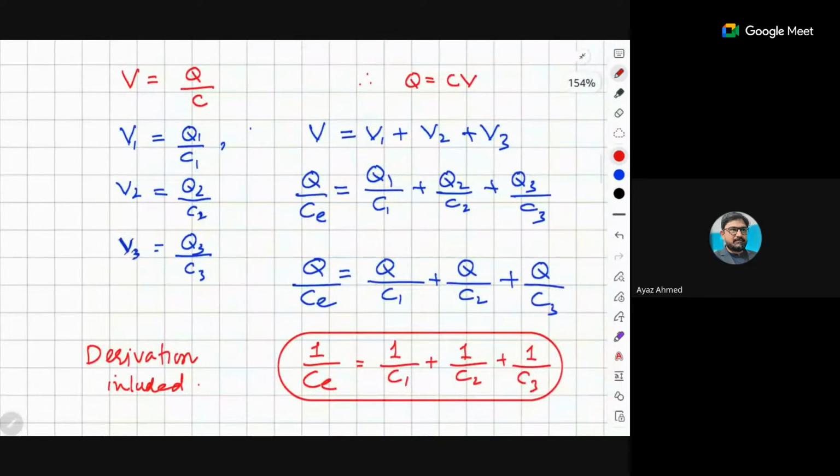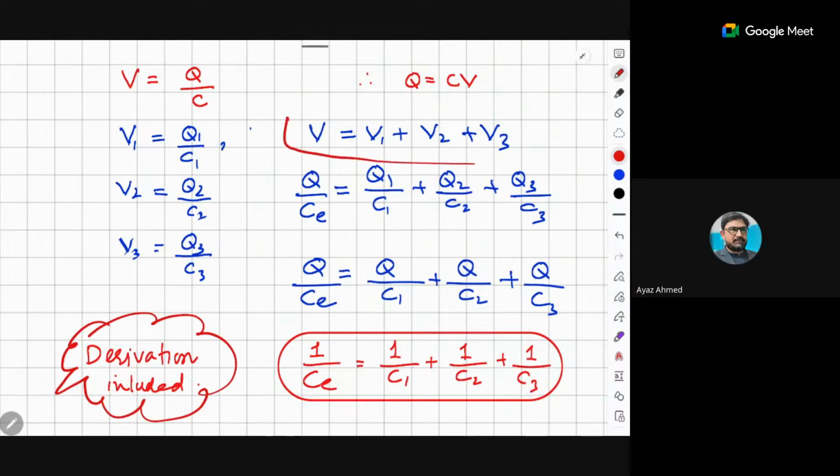This derivation is included in your syllabus, so don't ignore it. In this derivation you have to start right from there, that V is equal to V1 plus V2 plus V3. Then you take support of the formulas: V is equal to Q by C, V1 is Q1 divided by C1, V2 is Q2 divided by C2, V3 is Q3 divided by C3.